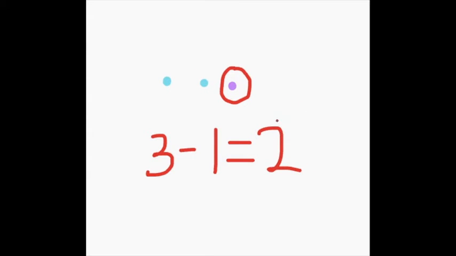So if I wanted to turn this into a math sentence, how would I do that? Let's see, 1, 2, 3 was the number we started with. We took away 1. How many were left over? 2. That is a beautiful subtraction sentence.